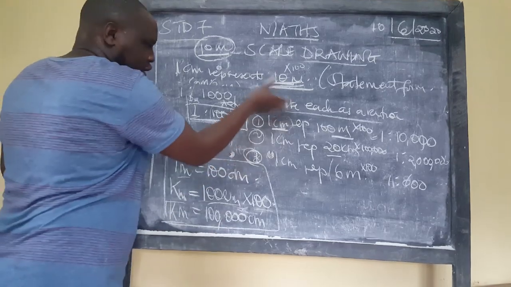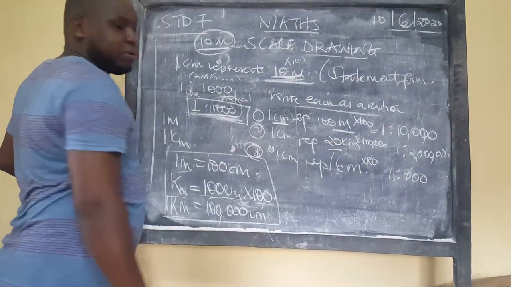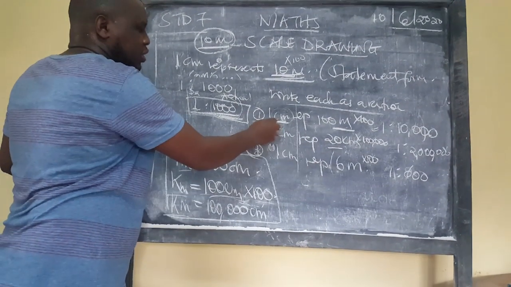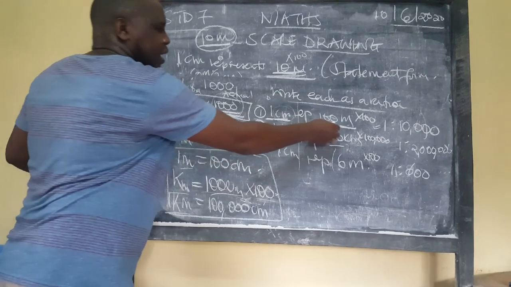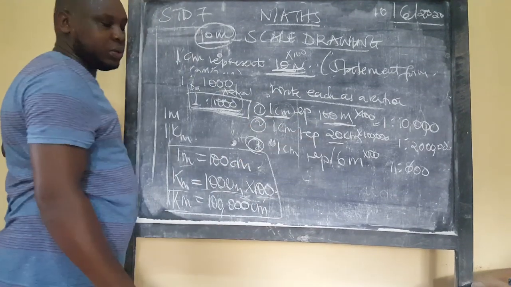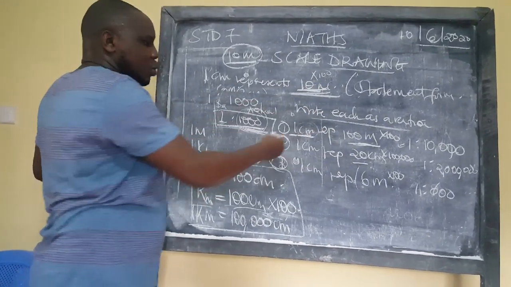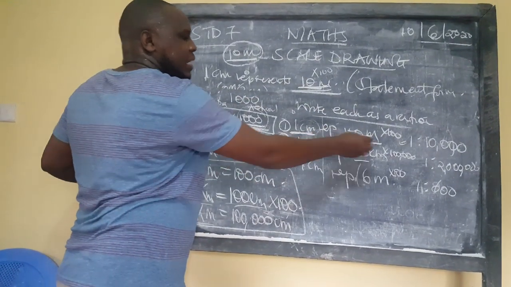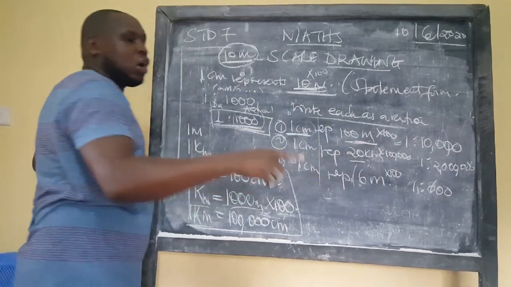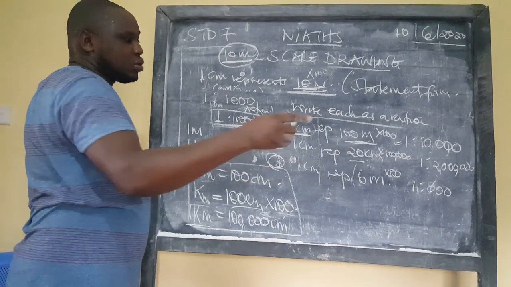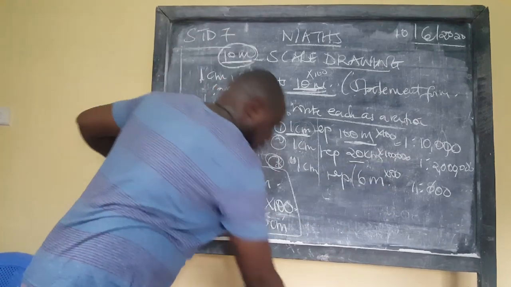So we are not touching on this. The 1 is not touched because it's 1 unit. Every 1 unit you draw on a paper is equivalent to 100 meters on the ground. The real length, what is on the ground? Meaning that 1 centimeter drawn on a paper is equivalent to 10,000 centimeters on the ground. So that is what you want, centimeters and centimeters.